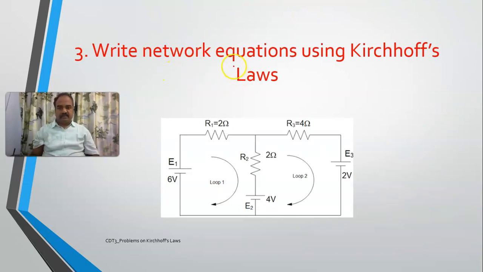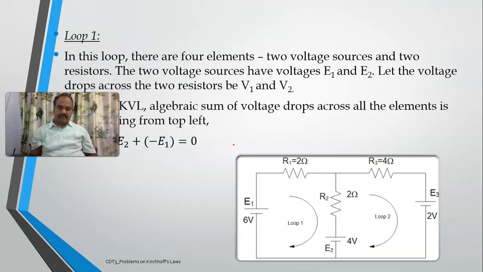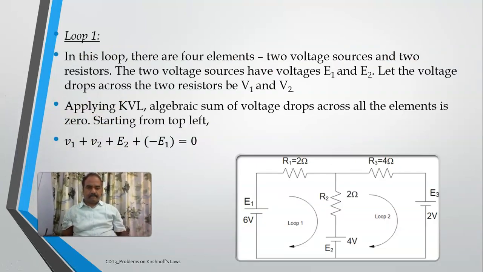See, this third question, write network equations using Kirchhoff's laws. Very simple one. See, if you see the network here, how many loops are there? 2 loops are there, loop 1 and loop 2. I'll take this one as a node A. So he is asking us to write only network equations, right? So I'll start with loop 1. You are supposed to write two loop equations and one node equation.